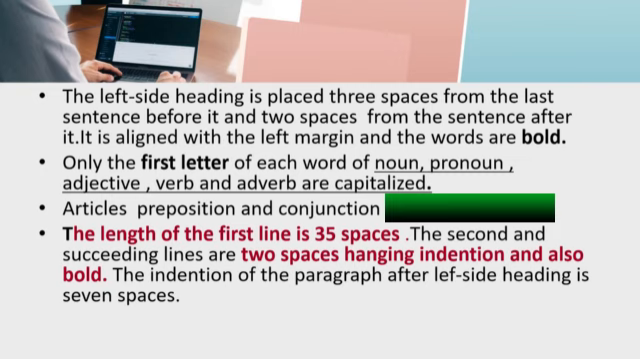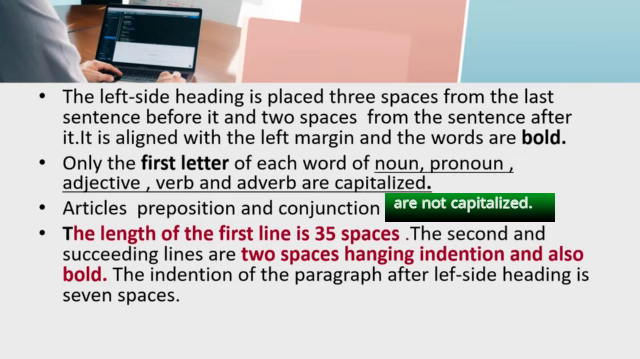The left side heading is placed 3 single spaces from the last sentence before it and 2 single spaces from the sentences after it. It is aligned with the left margin and all words are bold. Only the first letter of each word of noun, pronoun, adjective, verb, and adverb are capitalized. Articles, preposition, and conjunction are not capitalized.